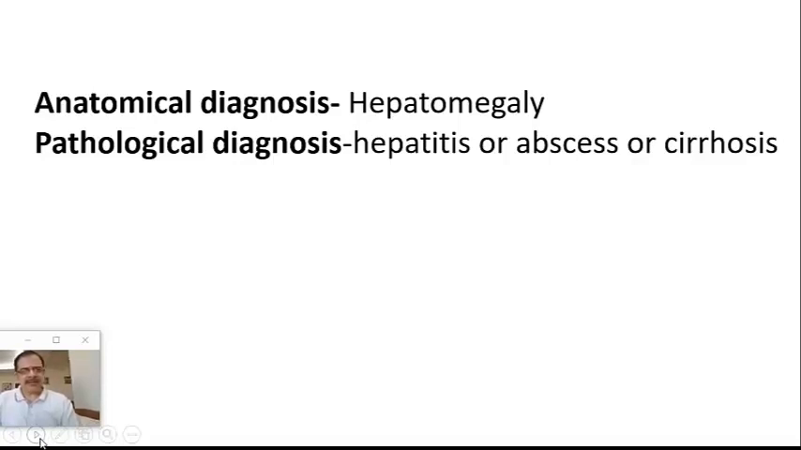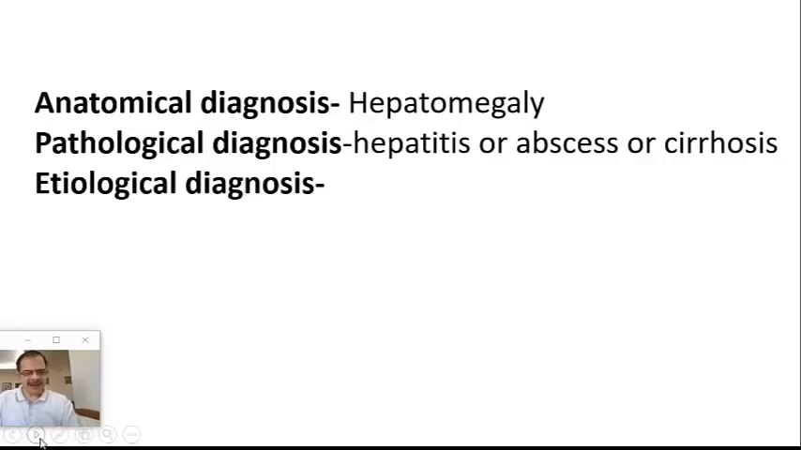Then the third in the list, this will be the sequence of giving the diagnosis to the examiner. Etiological diagnosis. So first is anatomical. Hepatomegaly is there. It could be because of hepatitis, abscess, or cirrhosis. Etiological diagnosis of hepatitis can be viral hepatitis, alcoholic hepatitis, abscess can be a pyogenic liver abscess or amoebic liver abscess, which can be diagnosed on further investigations. Then cirrhosis can be because of hemochromatosis, Wilson's disease, like that. So these will be the etiological diagnosis of these pathological conditions.